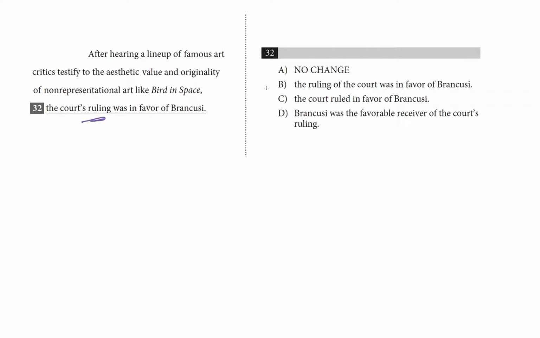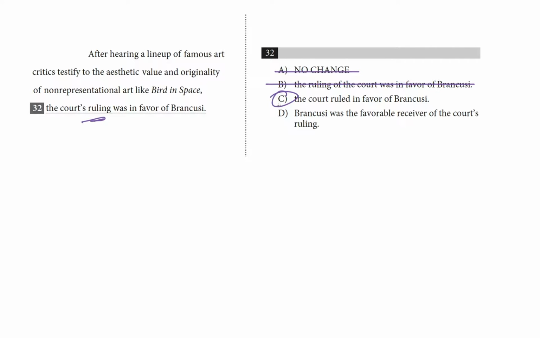And choice B has the exact same problem as A. It just changes the court's ruling to the ruling of the court. These are interchangeable. And if you ever see two choices that are basically the same, cross them both out. They can't both be right, so they must both be wrong. Choice C. The court ruled in favor of Brancusi. This checks out. The court heard the testimony, and the court made a ruling. This is our answer. It's the only choice that fixes the modifier problem we identified.